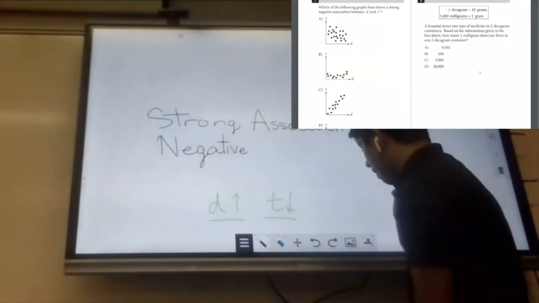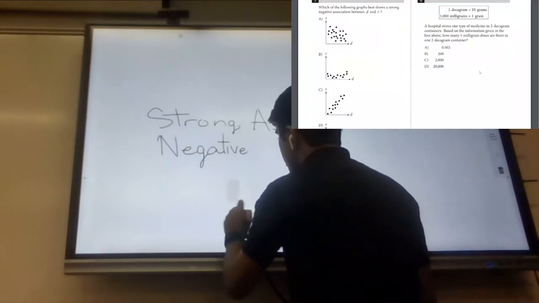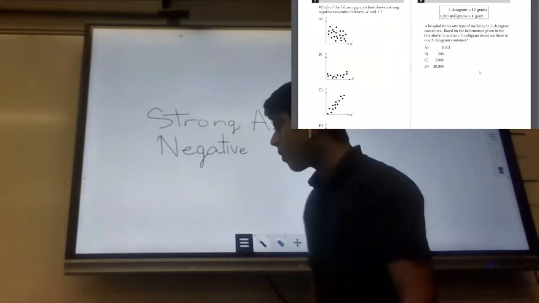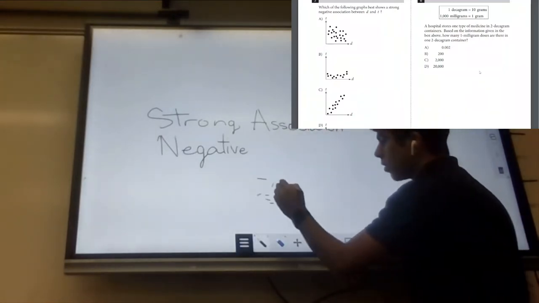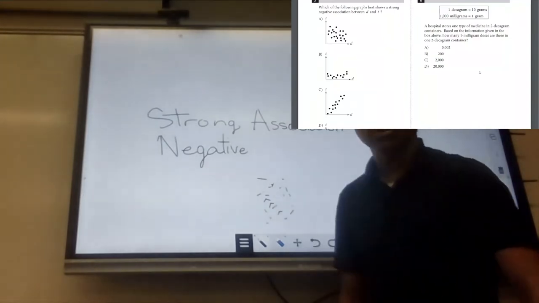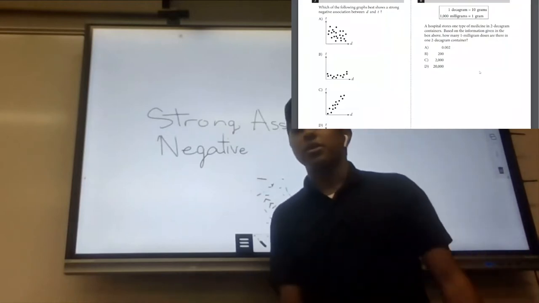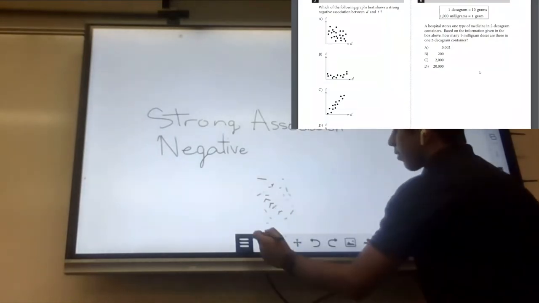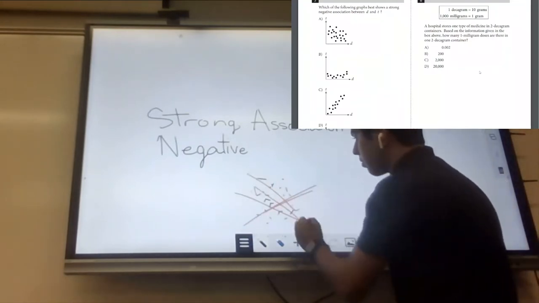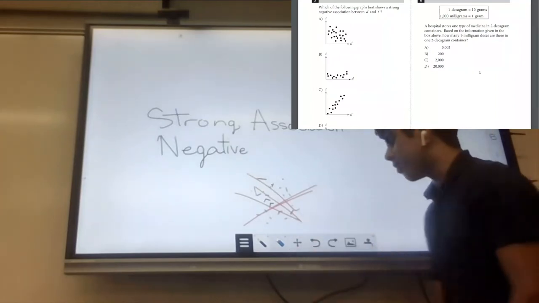So for A, you can see how it's kind of just a mess. A just looks like a mess. You have dots everywhere. They just don't care where the dots even are. So if you were trying to draw a line of best fit or something to show an association, where are you going to draw a line in this? You can't draw a line. You just can't. I mean, look at that.